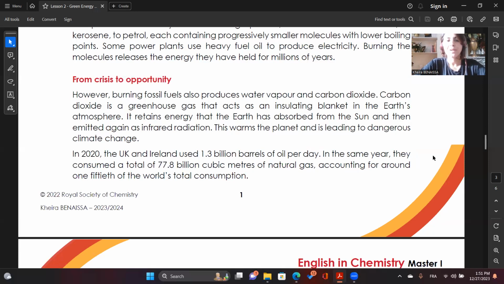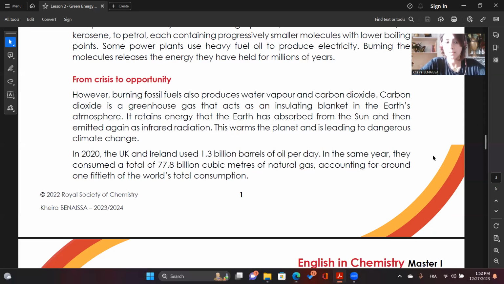However, burning fossil fuels also produces water vapor and carbon dioxide. Carbon dioxide is a greenhouse gas that acts as an insulating blanket in the Earth's atmosphere. It retains energy that the Earth has absorbed from the sun and then emitted again as infrared radiation. This warms the planet and is leading to dangerous climate change.